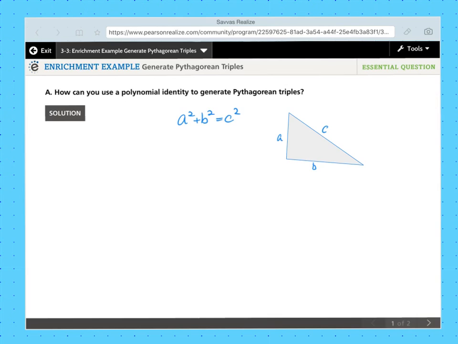So some Pythagorean triples are well known, like 3, 4, 5. So 3 squared plus 4 squared equals 5 squared. And there is a polynomial identity that's generalized that you can use to generate an infinite number of Pythagorean triples. See if you can derive that yourself. And if not, we will talk about it in class.